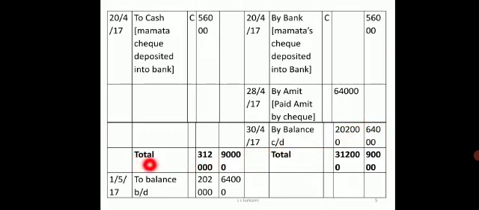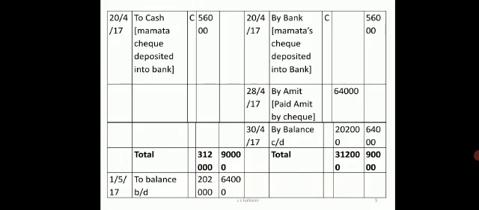So I'll write the closing balance to balance brought down 2,02,000 and 64,000 for the next month. So here we complete the first problem. I hope you have followed.